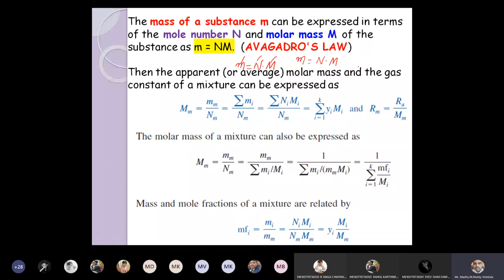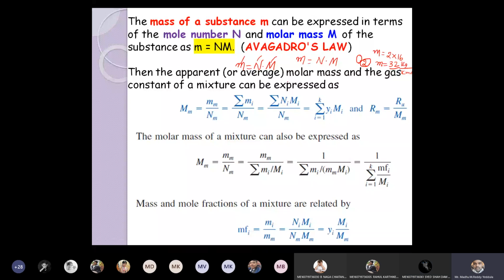Suppose let us take oxygen. How do we calculate the mass? How many moles are there in oxygen? The number of moles is 2 and the molecular mass is 16. So the mass is equal to 32 kg per kilomole. That is the SI unit. Number of moles are 2 and the molecular mass is 16. Therefore, the mass of O2 equals 32 kg per kilomole.